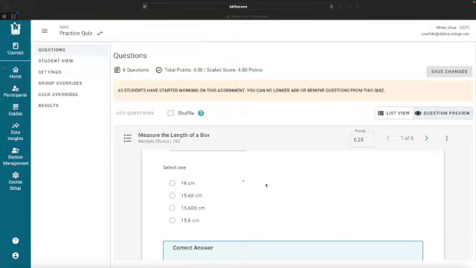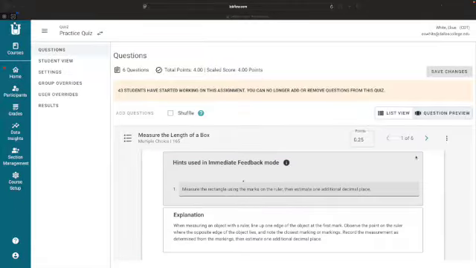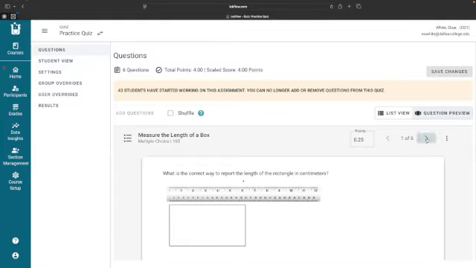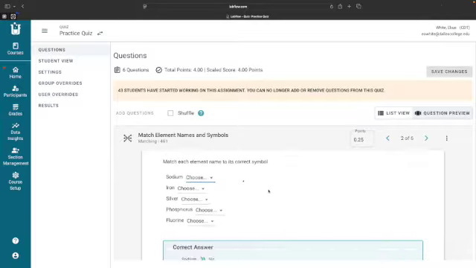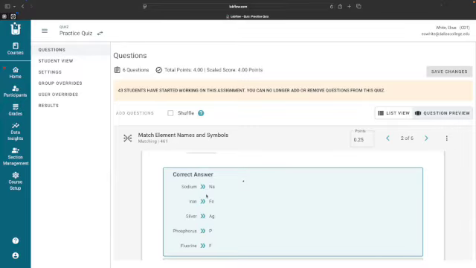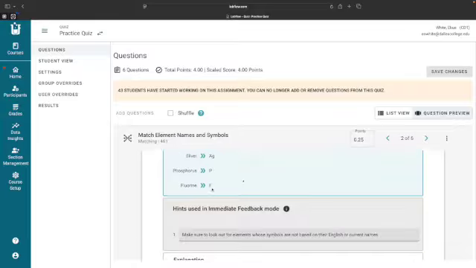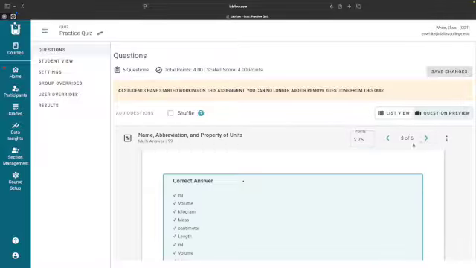Okay. So now that we've gotten this, we're moving on. You have your explanation there. We're moving on to the next one. Match each element's name to its correct symbol. So you have that sodium is Na, iron is Fe, silver is Ag, phosphorus is P, fluorine, I try to say it so it's not flour, but fluorine, F, okay?